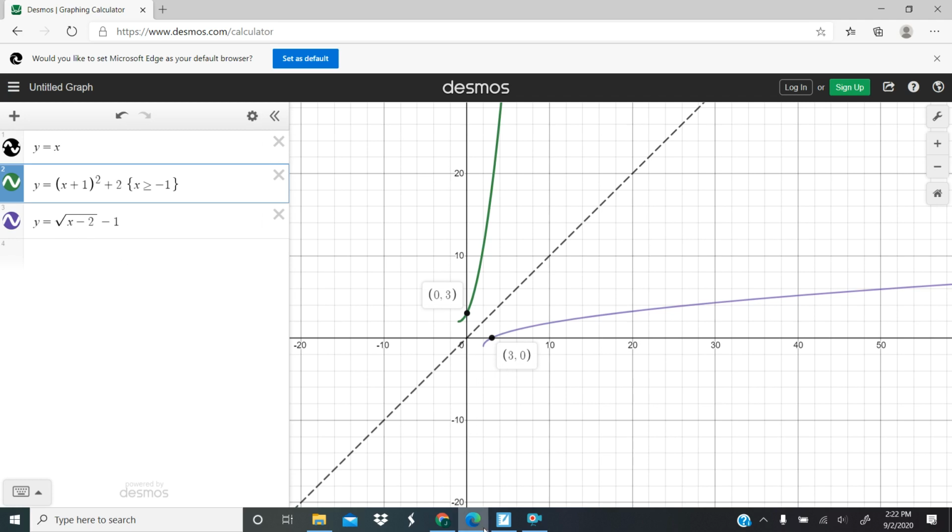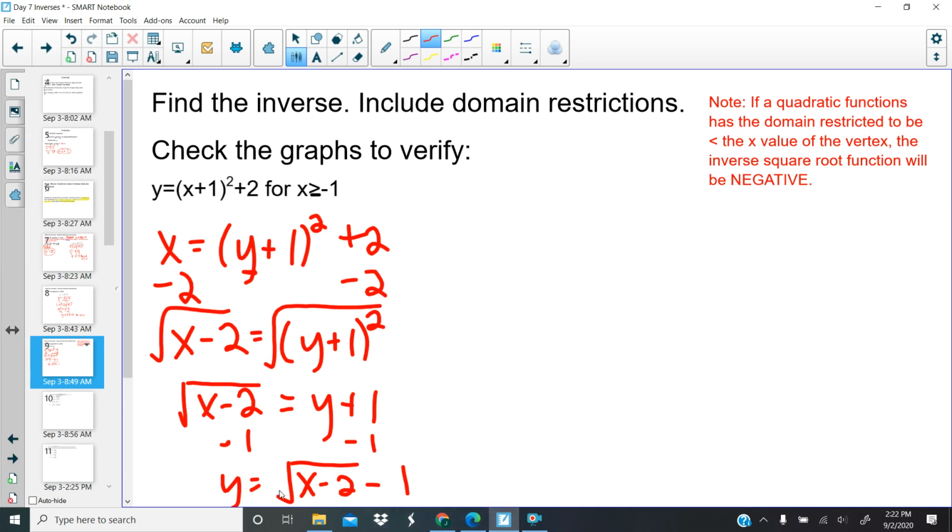So we're going to keep that, this y equals the square root of x minus 2 minus 1 as our inverse. So we don't have to worry about doing anything with the positive or negatives because we already had the domain restriction in the original.